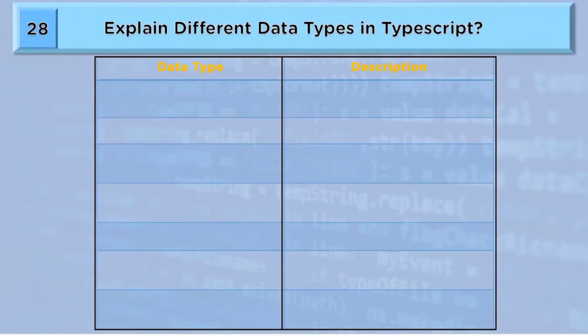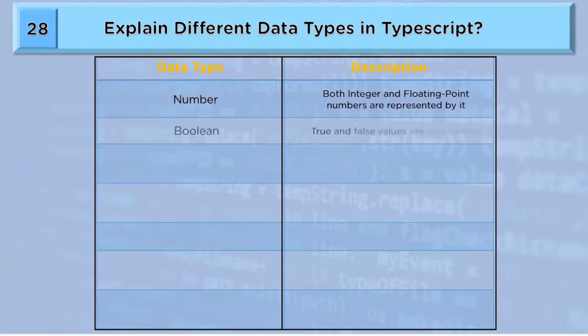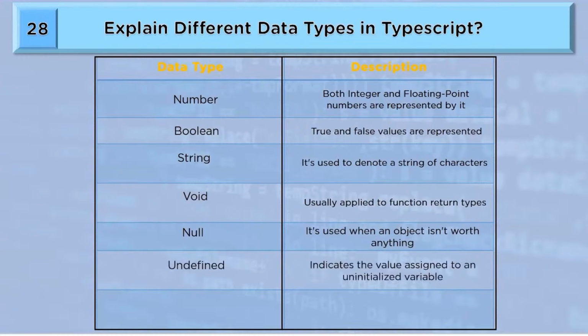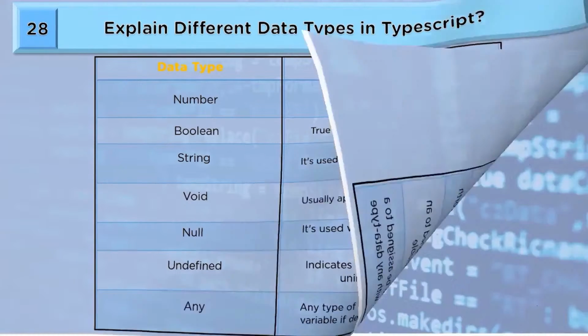Explain different data types in TypeScript. Number: both integer and floating point numbers are represented by the data type number. Boolean has true and false values. String is used to denote a string of characters. Void is usually applied to function return types. Null is used when an object isn't worth anything. Undefined indicates the value assigned to an uninitialized variable. Any: any type of value can be assigned to a variable if declared with the any data type.